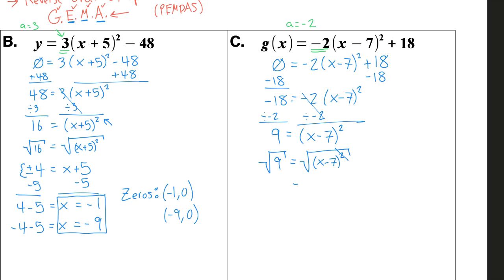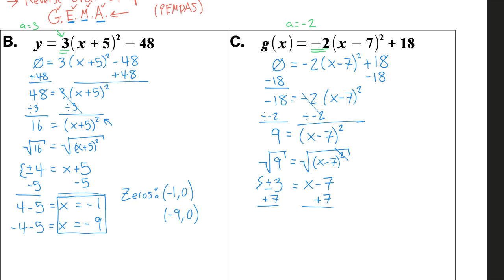Those cancel out, and we get positive and negative 3, and x minus 7 over here. We would add 7 to both sides.